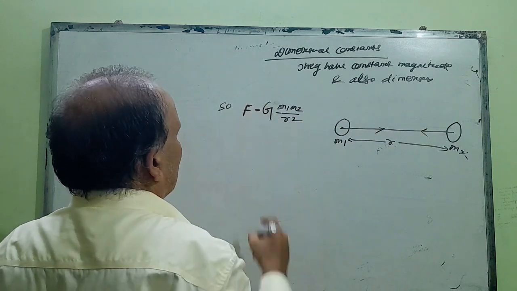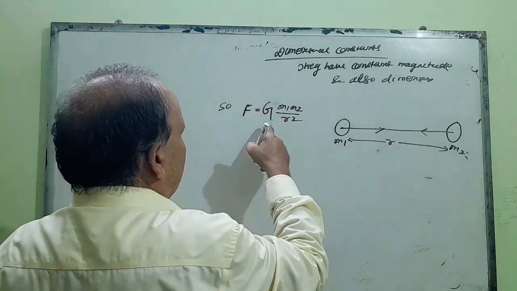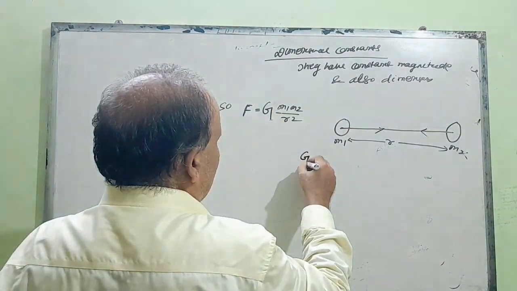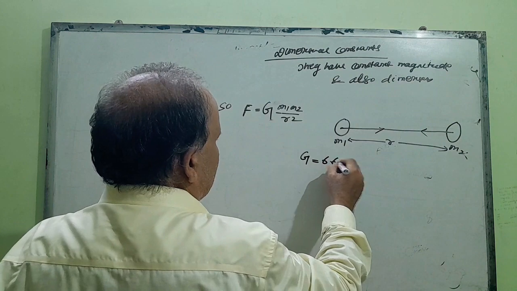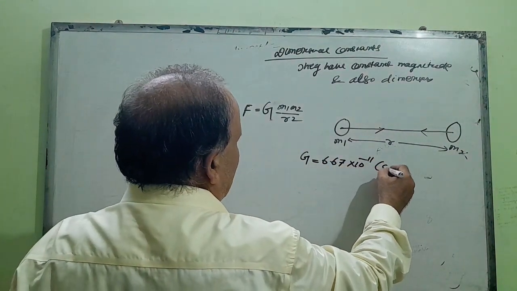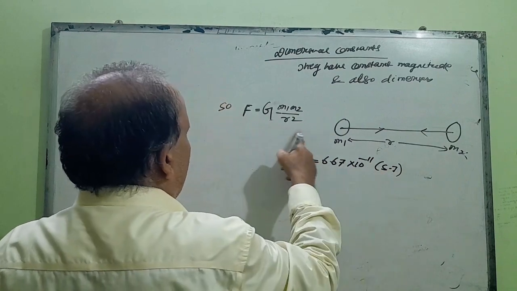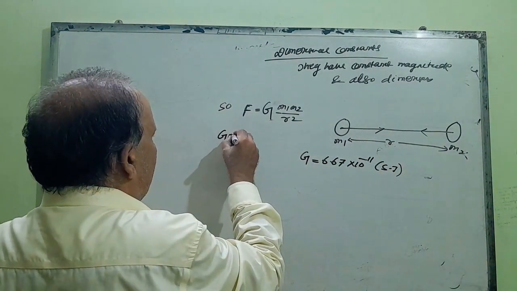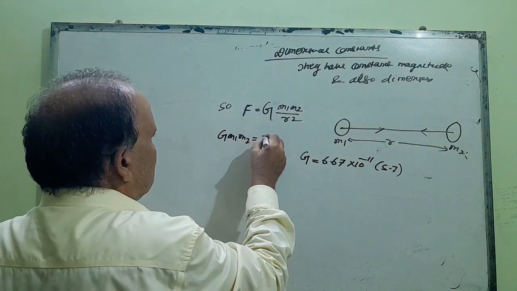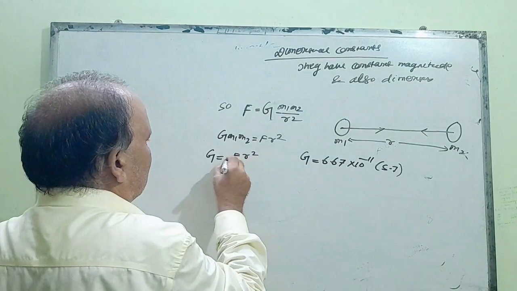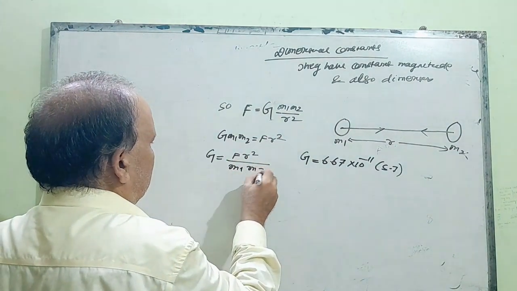This is your force. So this universal gravitational constant has a constant magnitude. G has a constant magnitude that is equal to 6.67 into 10 to the power minus 11 SI unit, and we find its dimensions. You know, G M1 M2 is equal to what? F R square. G is equal to F R square by M1 M2.